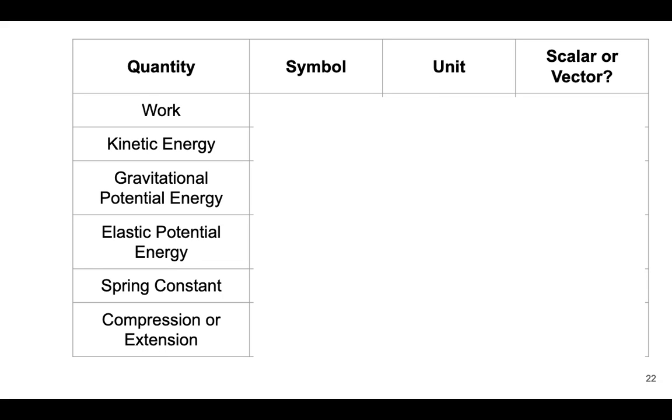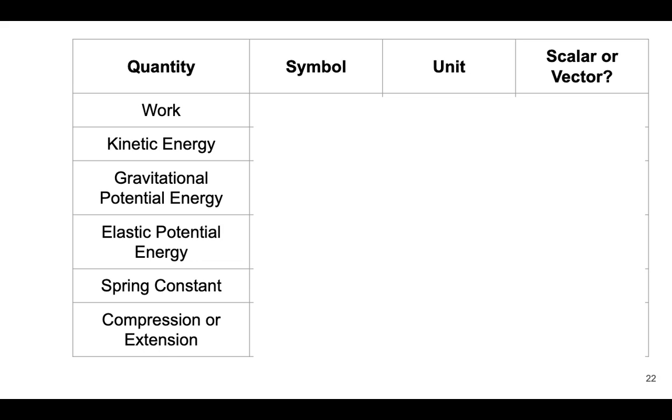What is the symbol for kinetic energy? The symbol for kinetic energy is KE. Some things just make sense. The units are joules. And is it a scalar or a vector? It's a scalar. The symbol for gravitational potential energy is GPE. Its unit is joules. If it's work or energy, its unit is going to be joules. Is it a scalar or a vector? It's a scalar. Again, energy and work are both scalars.